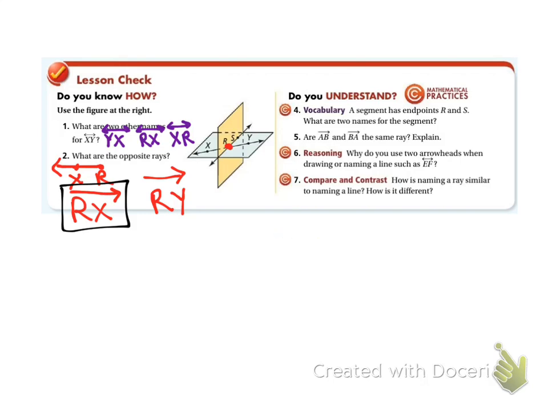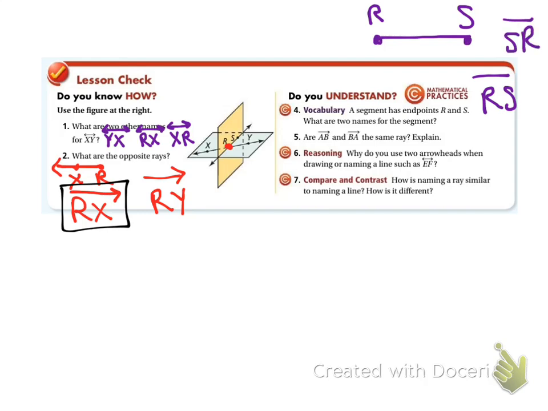Okay, number 4. A segment has endpoints R and S. Draw it up here. R and S. What are two names for the segment? Well, we can name it RS with a line. There's no arrows on this one because we're talking about a segment. It has a starting point and an ending point. It doesn't go on forever. We can call it RS, and we can also call it SR.